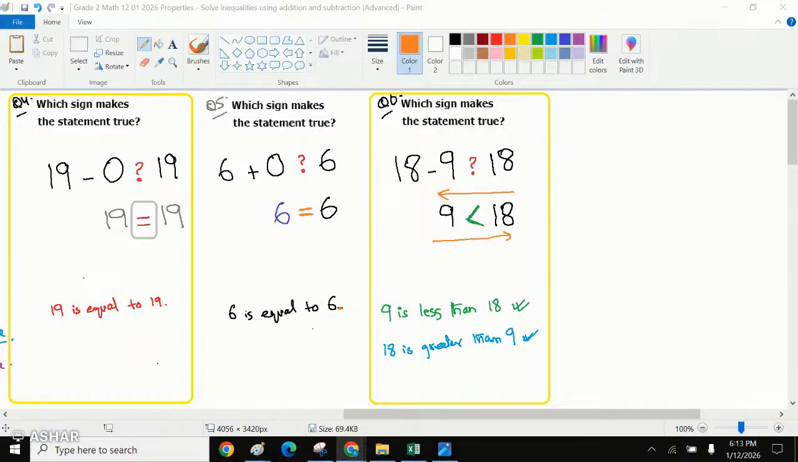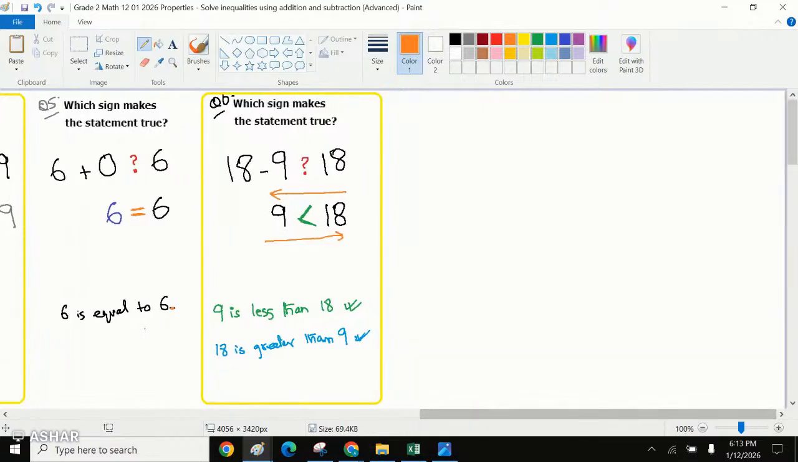Moving ahead to the next question. The next question we have is, it says, which sign makes the statement true? Question number 7, and the statement is 11 question mark 11 minus 8. We have a question mark over here.